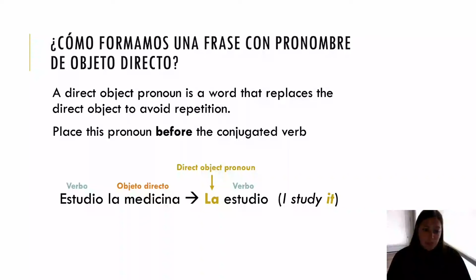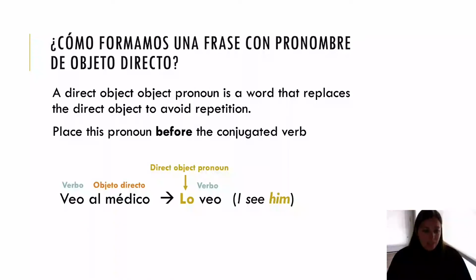So place the pronoun before the conjugated verb. In our first example, we have estudio la medicina. We know that la medicina is replaced with la. It goes in front of the conjugated verb. So we have la estudio. I study it.